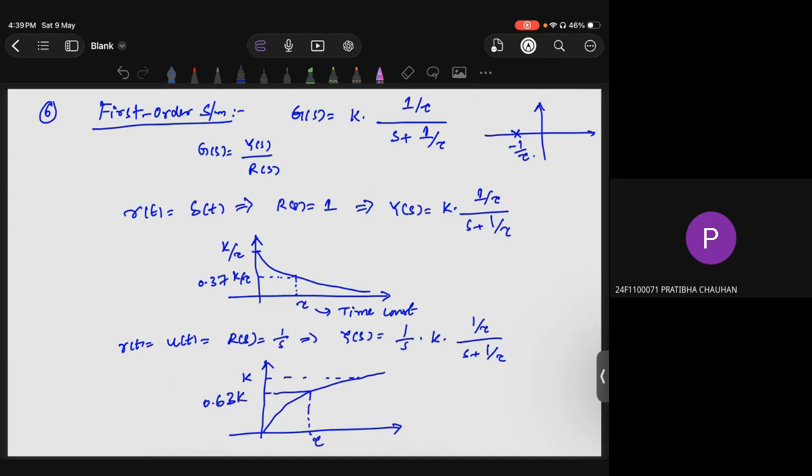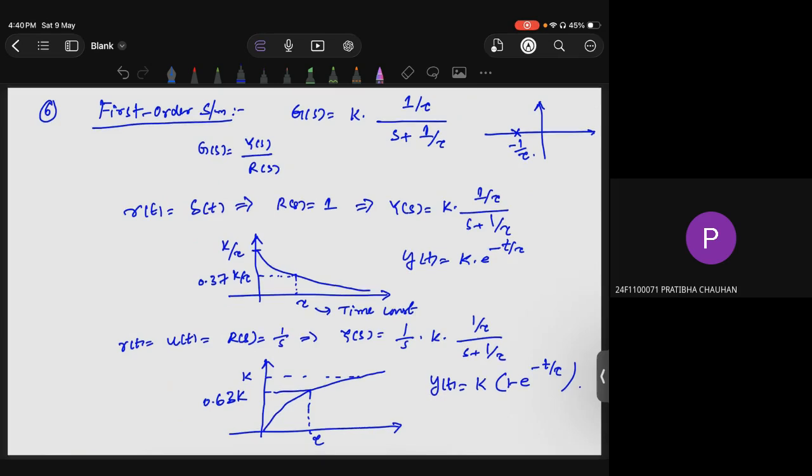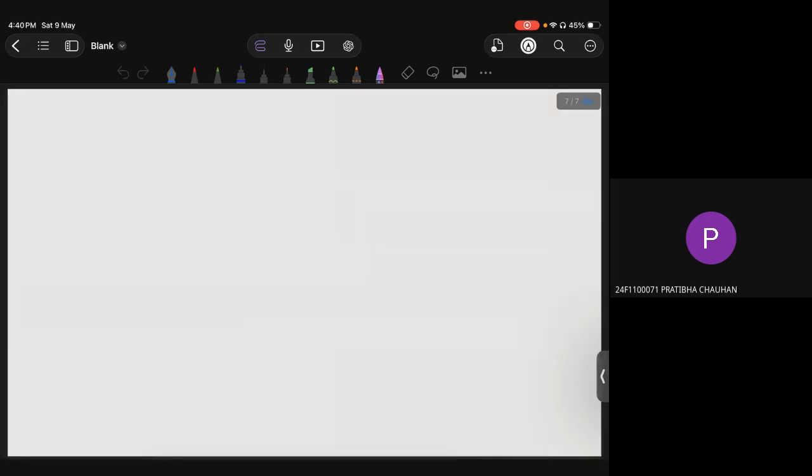In the impulse case, you'll get y(t) as K e power minus t by tau. Here, for the step, you'll get y(t) as K times 1 minus e power minus t by tau. This is first order system behavior. Is it clear? Yes, sir. Then we'll have, in a similar way, the second order system.